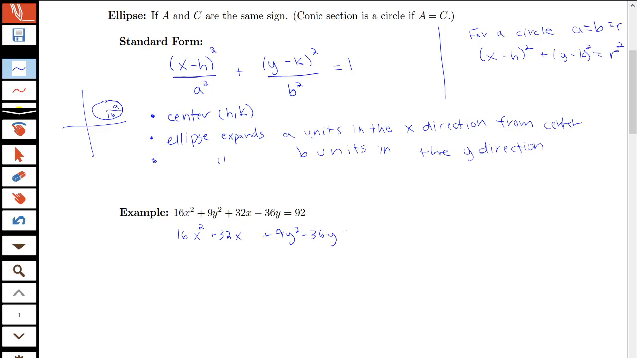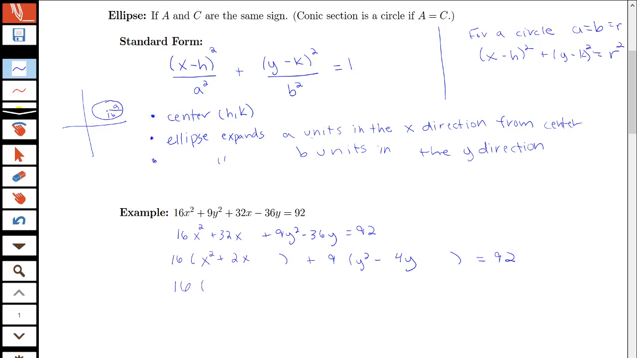So put all my y terms together and all my x terms together. I'll factor out any constants that I have. So this is 16 times x squared plus 2x, and this is 9 times y squared minus 4y, is equal to 92. So I've got to think about completing the square in each part.